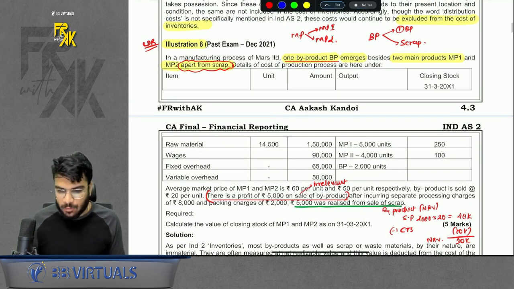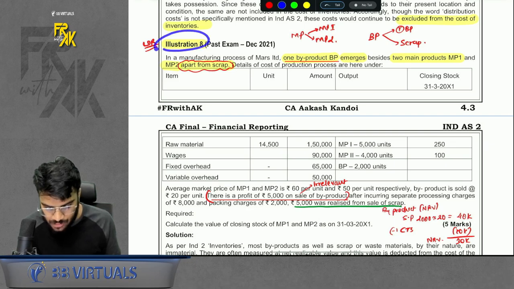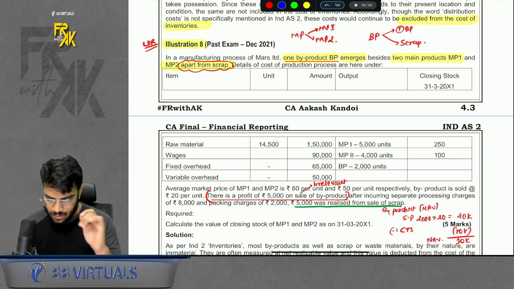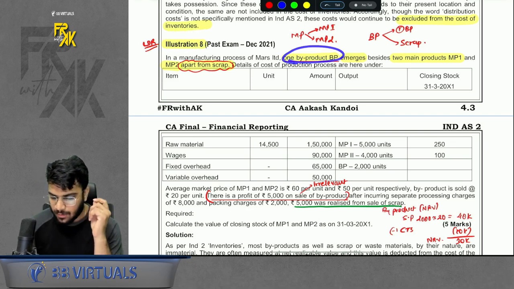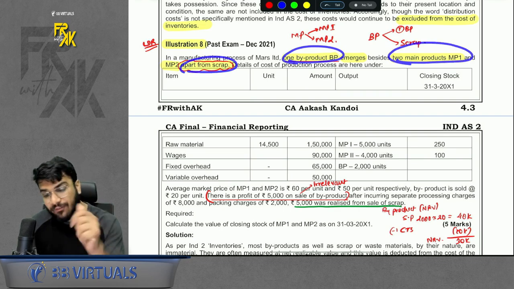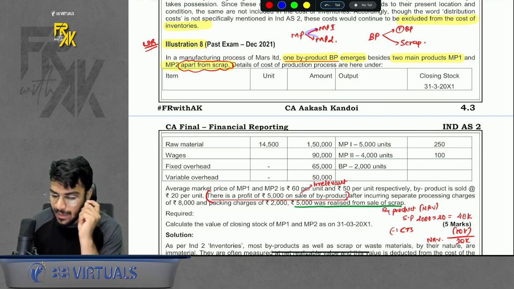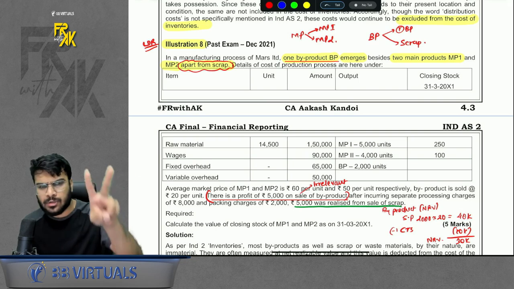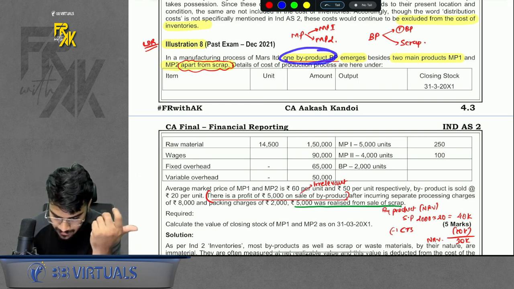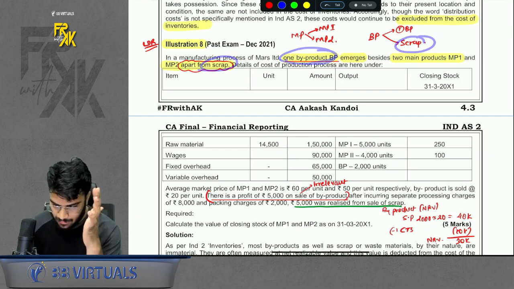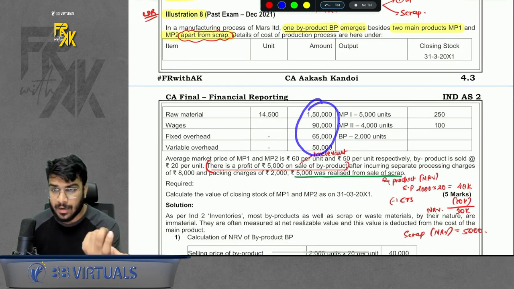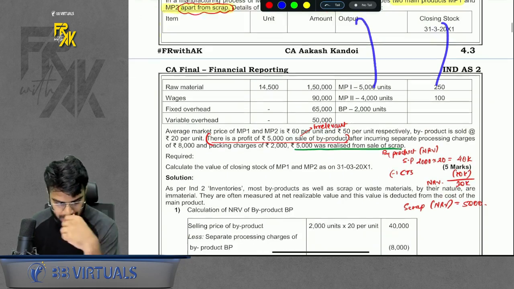Chalo. The first most important question of Ind AS 2 is illustration number 8. What is there in this question? It is said that we have one byproduct and 2 main products apart from scrap. So the hint in this question was that we have 2 main products and ideally we have 2 byproducts also. Sir, how come? 1 byproduct and 1 scrap. Scrap is also a byproduct only. Do remember that. Then whatever cost to incur is given, your output is given, stock units are given.